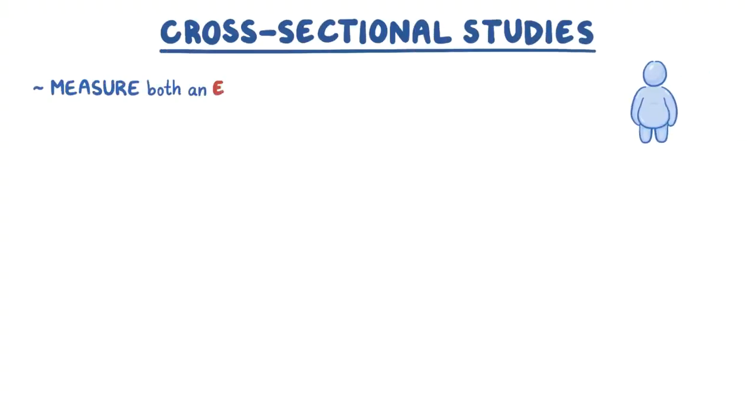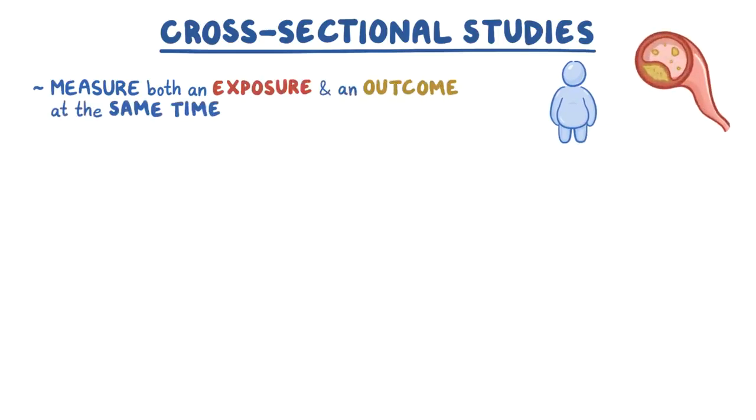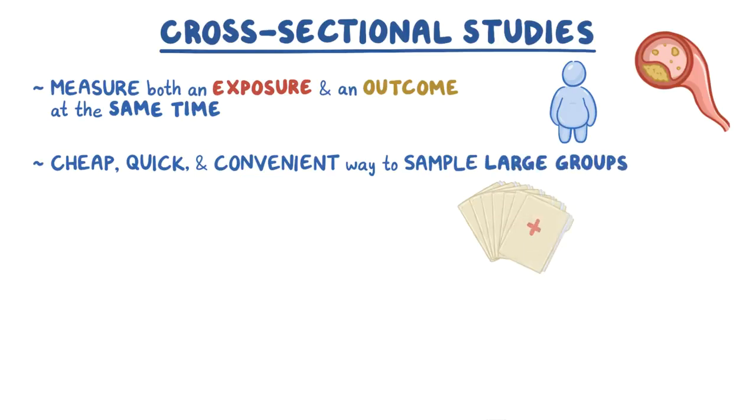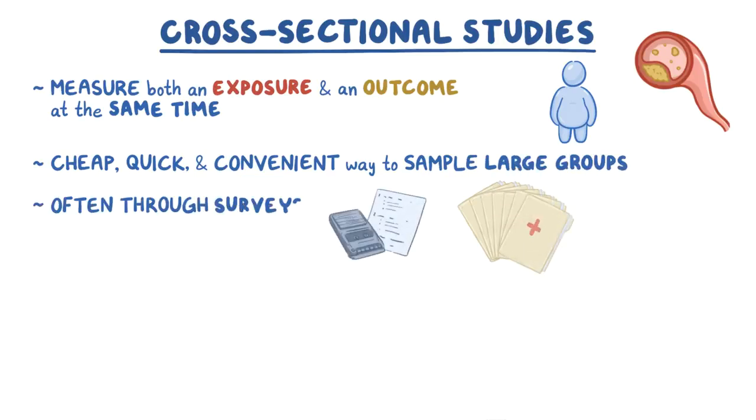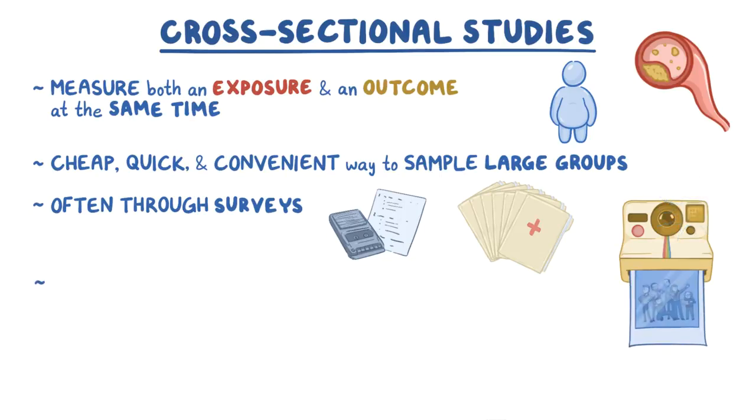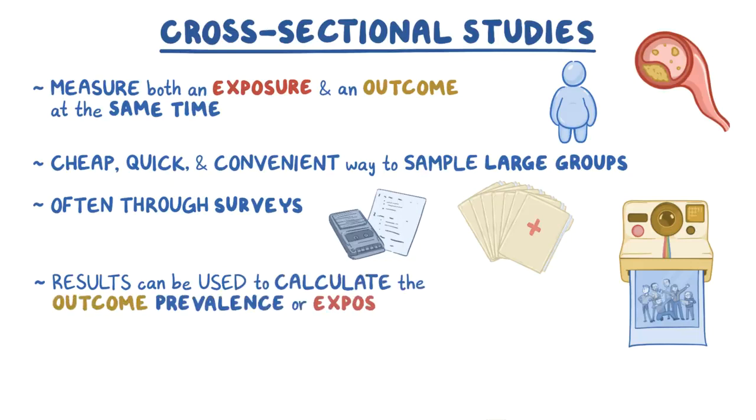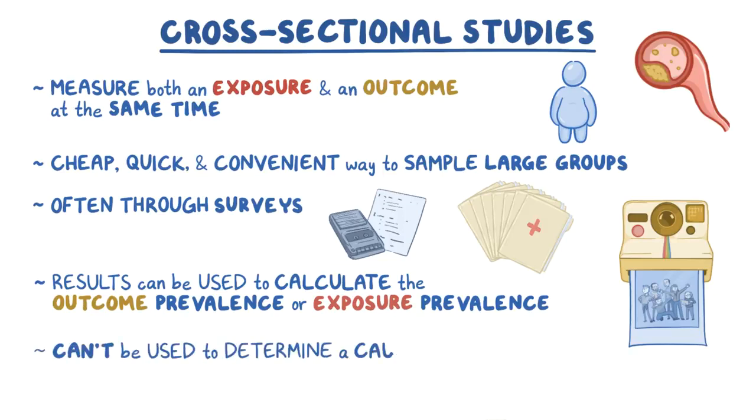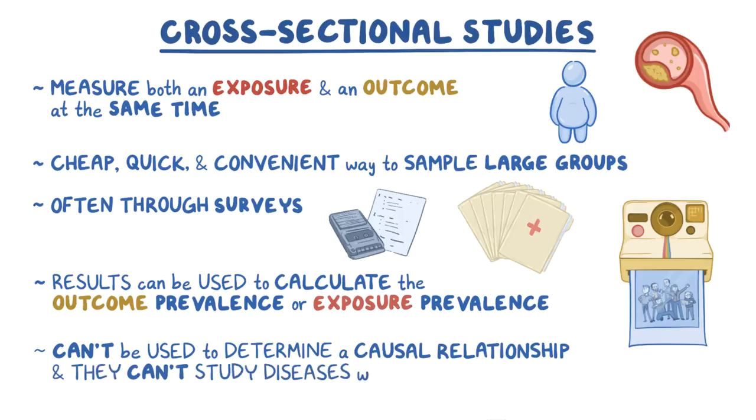Alright, as a quick recap, cross-sectional studies measure both an exposure and an outcome at the same time, and they are often cheap, quick, and a convenient way to sample large groups of people. Oftentimes, they are done through surveys, which offer a snapshot of a sample population. The results from cross-sectional studies can be used to calculate the outcome prevalence or exposure prevalence. But since they measure prevalence instead of incidence, cross-sectional studies cannot be used to determine a causal relationship between the exposure and the outcome, and they can't study diseases with short durations.